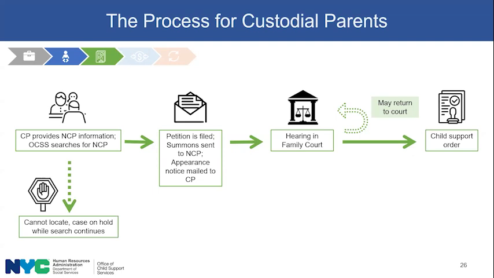A court date is typically established for 4 to 5 weeks after a petition is filed, and both parties may return to court one or more times if necessary to complete the documentation or establish parentage. Next, the court determines the support amount, and the CP receives the child support order. Since the pandemic, there's been a delay in court processing, and the New York City Family Court conducts proceedings in person, by telephone, and via video conference.